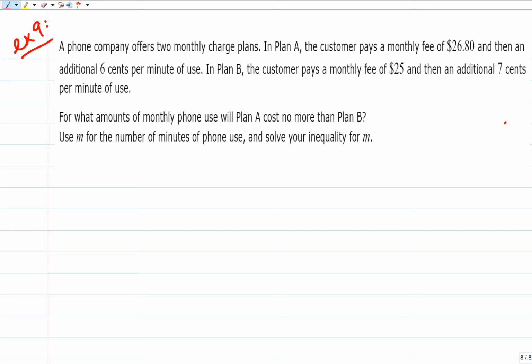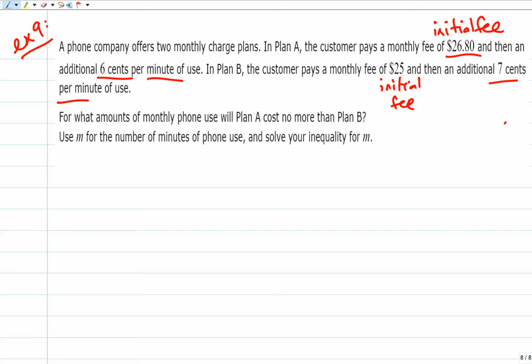See, this one's a little different, but it's very similar. We have two phone companies. Plan A, you pay a fee, so there's what we labeled as the initial fee, plus a cost per minute, plus a rate, right? But then the second one has another initial fee, plus another cost per minute. So this one's a little different because we don't just have a blanket unlimited number of minutes, right?